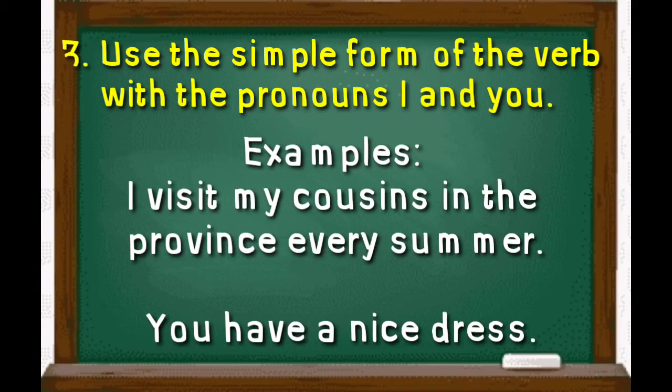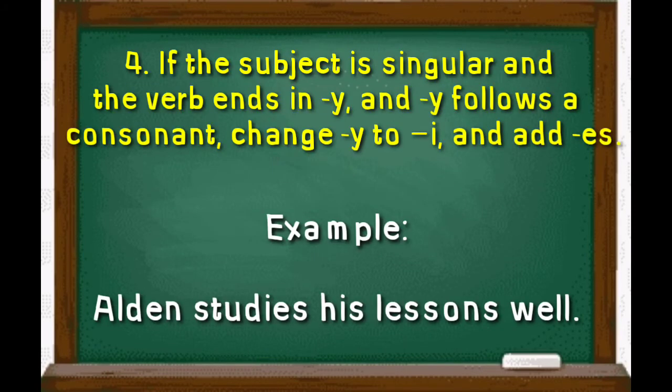Use the simple form of the verb with the pronouns I and you. Example: I visit my cousins in the province every summer. You have a nice dress. If the subject is singular and the verb ends in Y and Y follows a consonant, change Y to I and add ES. Example: Alden studies his lessons well.